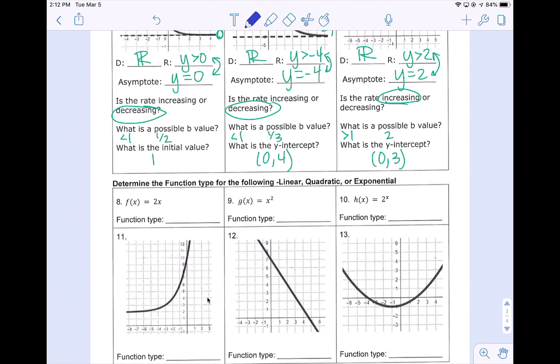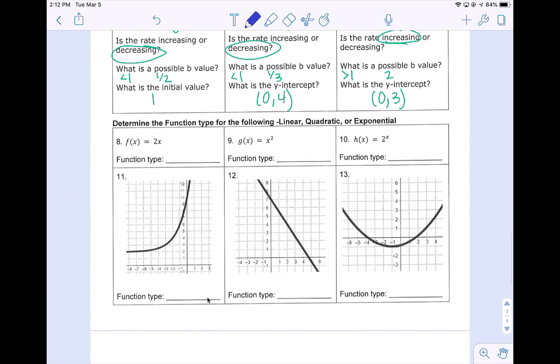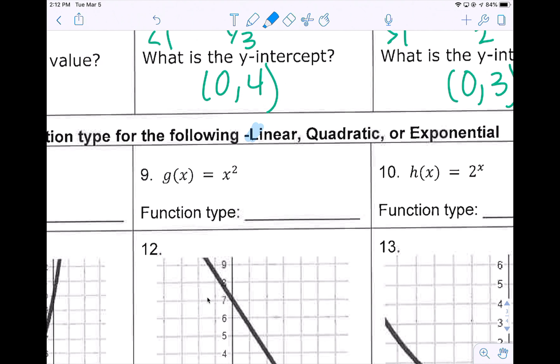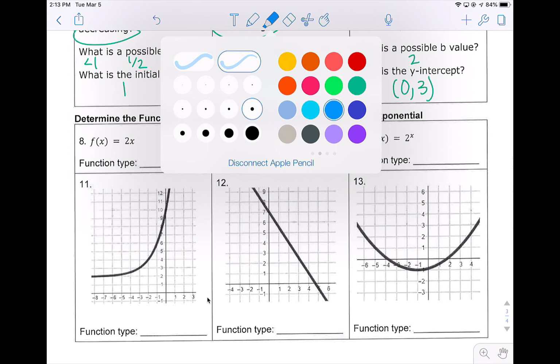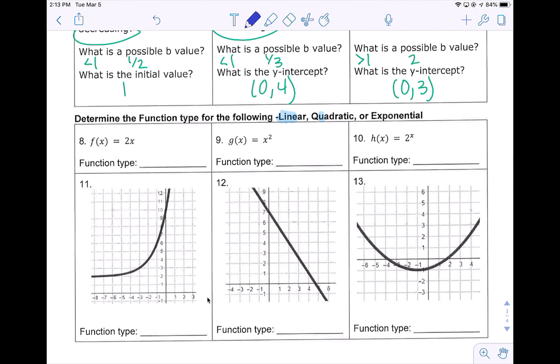The last piece for these notes is to determine what type of function. So linear is a line. Quadratic looks like the U in the word quadratic, and then exponential, you just got another one. Sorry, but if you can figure out the other two, you can know exponential. So 2x is going to be linear because it has a plain, normal x. x squared is quadratic. And then x in the exponent is exponential.